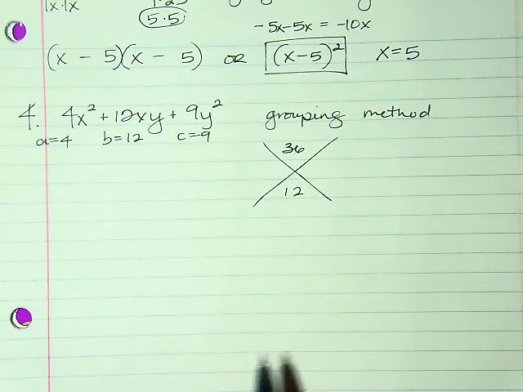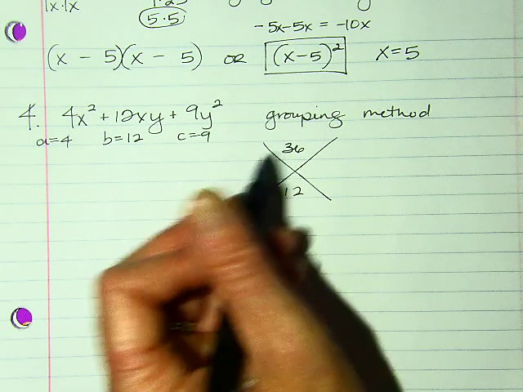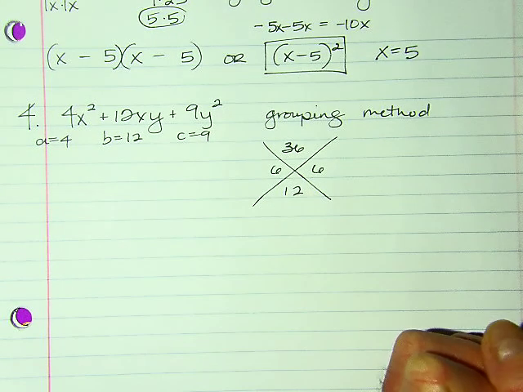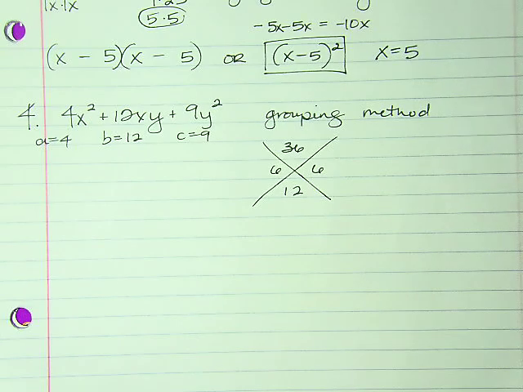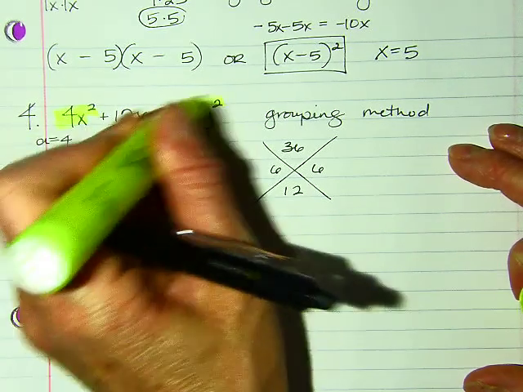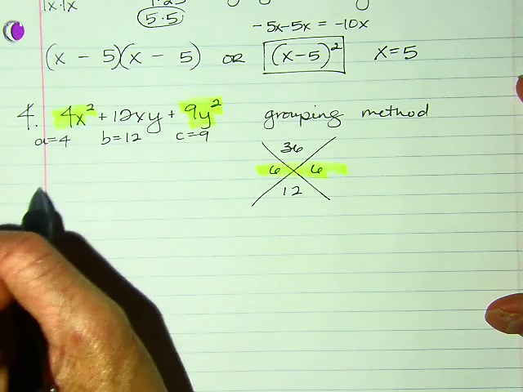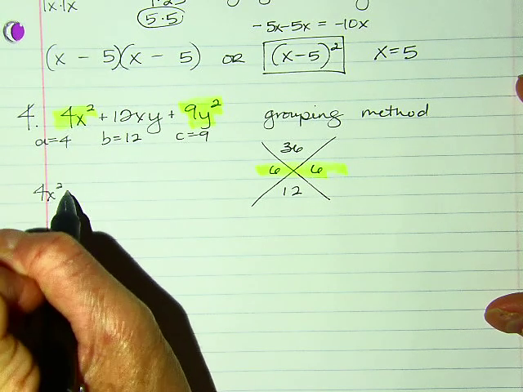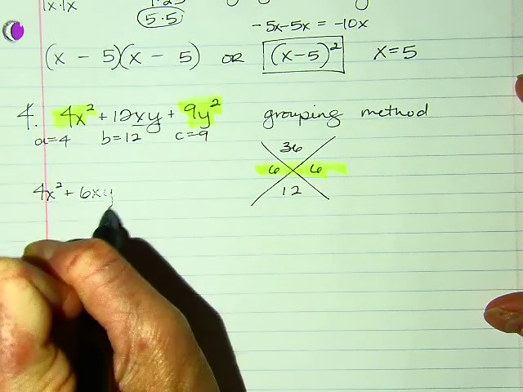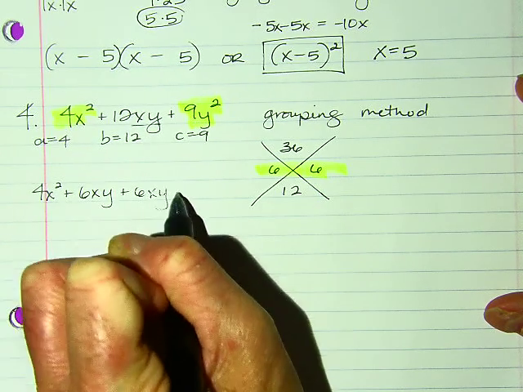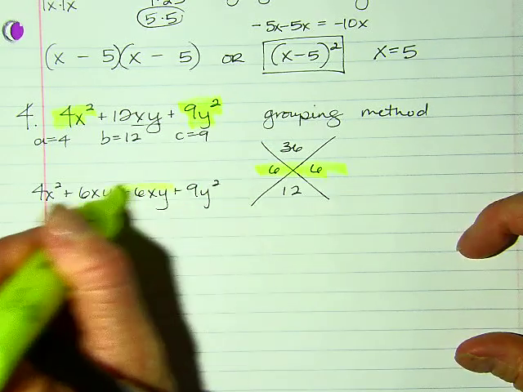Okay. So a factor of 12 that would give me 36 is 6 and 6. Right? 6 times 6 is 36. 6 plus 6 is 12. So now I'm going to use first, last, middle. So 4x squared plus, I got to use these for b. So plus 6xy plus 6xy plus the last term. So notice that's where I'm getting these and these.